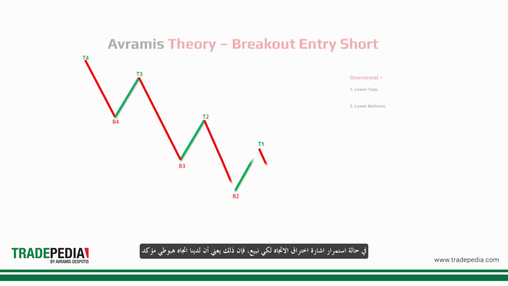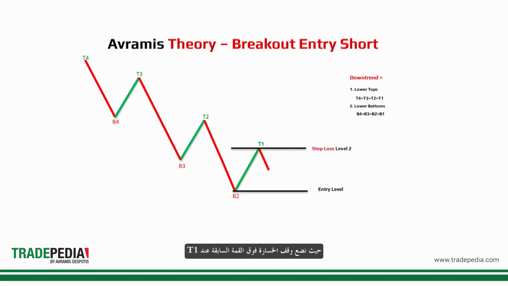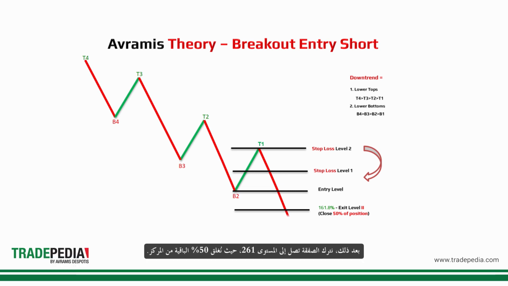In the case of a trend continuation breakout signal to go short, it would mean that we have a confirmed downtrend in place. Now, once the market approaches the level of B2 and prepares to break out to a new low, that also signals our entry level into the market, with our stop loss placed above the previous top outlined at T1. Now, once the market gets to our first outlined target at 161, we close 50% of the position and trail our stop loss from the original stop loss level down to either the entry level or the stop loss level 1. And from there, allow the trade to reach the 261 level, where we close the remaining 50% of the position.